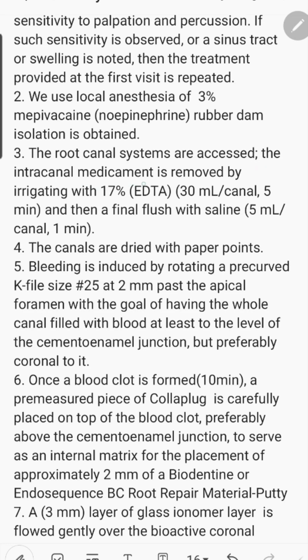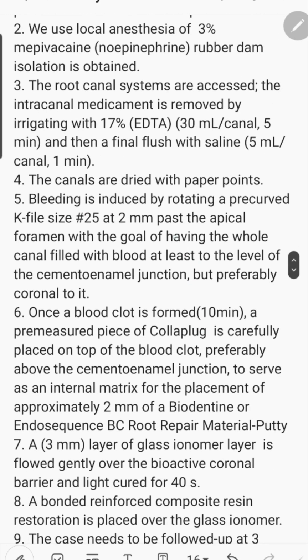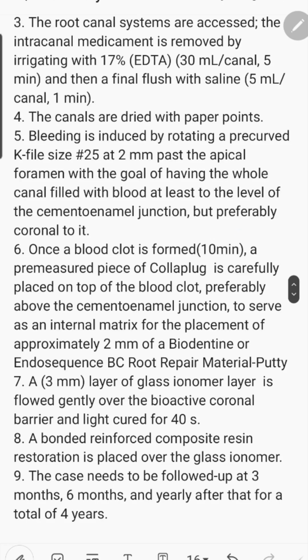The intracanal medicament is removed by irrigating with 17% EDTA for 5 minutes, and then a final flush with saline for 1 minute is performed. The canals are dried with paper points. Bleeding is induced by rotating a precurved K file size 25 at 2 millimeters past the apical foramen, with the goal of having the whole canal filled with blood at least to the level of the cemento-enamel junction, but preferably coronal to it.